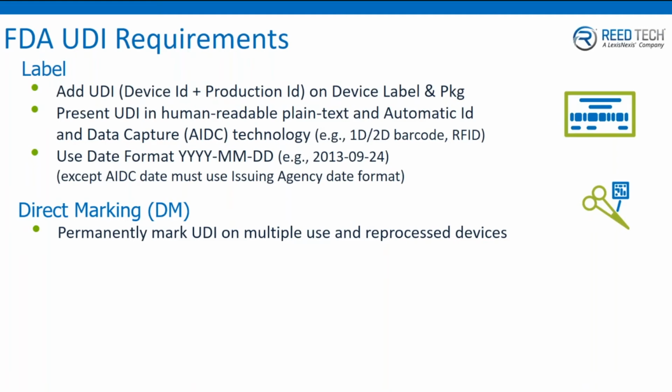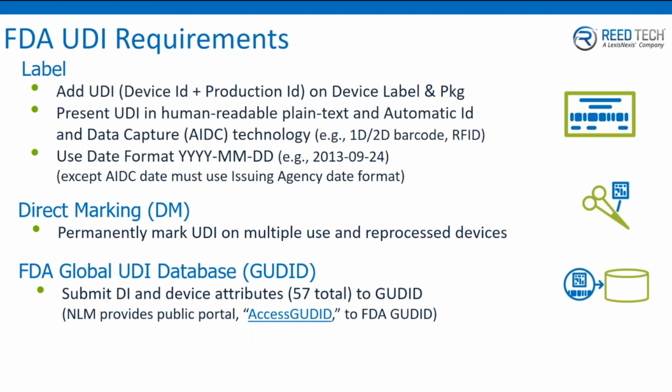A subset of medical devices in the US that qualify need to have the UDI permanently marked on the actual product itself. There is a requirement to report the device identifier. This is not the production identifier, by the way. This is just the first portion, the device identifier, and a number of attributes. So a total of 57 attributes are reported to the FDA's Global UDI database, GUDID. That information is flowed over to a public database hosted by the National Library of Medicine, referred to as AccessGUDID.